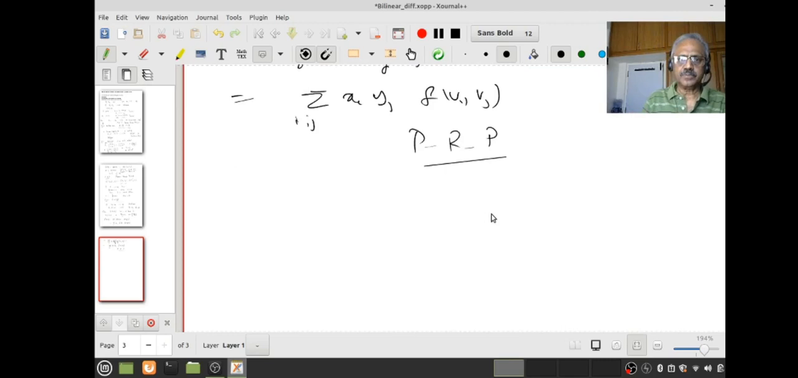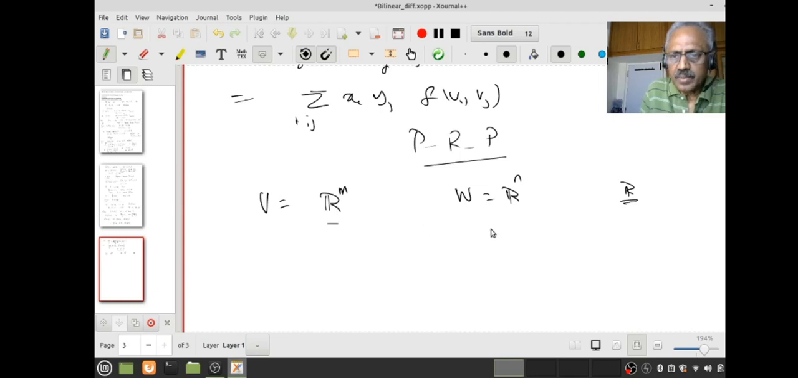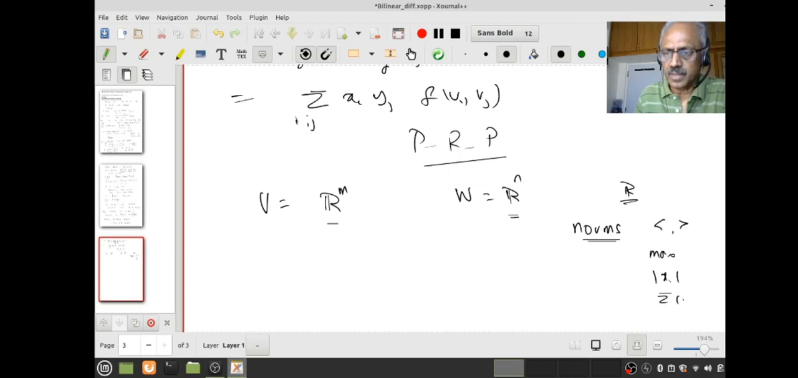Okay, now comes the important thing. So far it's pure algebra in some sense. Now I want to put in analysis. So let me take V equal to R^m, W equal to R^n. In fact, finally I will take W equal to R, but anyway. Notice that on R^m and R^n I have the norms, either the Euclidean norm, which comes from a dot product, or the maximum of mod xi, or the summation norm of mod xi, any one of the norms.